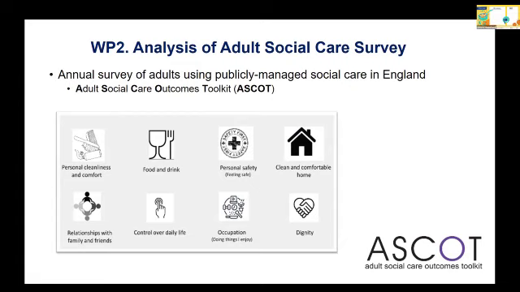There's a huge amount of effort that goes into collecting data from all adults using publicly managed social care. That includes adults living in the community in their own homes, as well as those living in nursing and residential care. The survey goes out to people and involves a number of questions about their experience and their outcomes of receiving care. One of the sets of questions that's really important is a questionnaire called the Adult Social Care Outcomes Toolkit, often known as ASCOT.